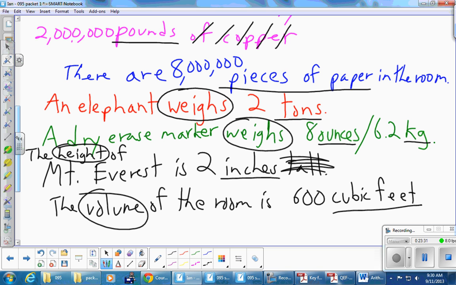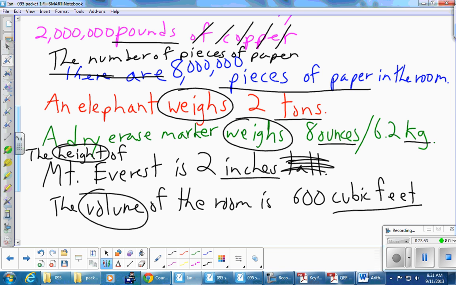Let me change my sentence a little bit then because I'm missing something. If I want a quantity word here, I'm going to cross that off. Then what do I want to say here? The number of pieces of paper. There's one word up there that is important to me right now. Which one is the one that is number? Something that you are counting or measuring. We were counting how many pieces of paper were in this room. Number is a quantity word.